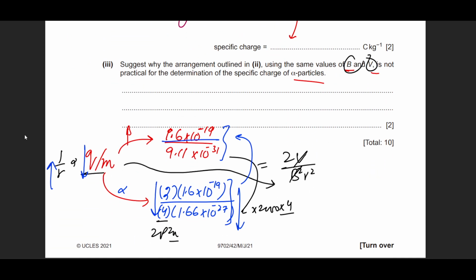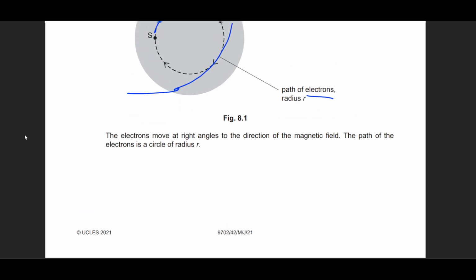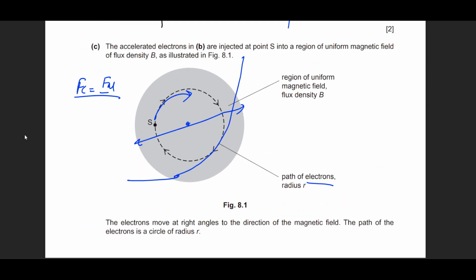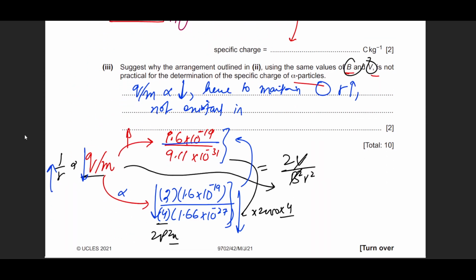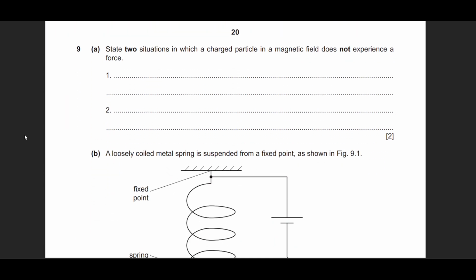So what we will write down is that Q by M of alpha is much lower. Hence, to maintain a circular orbit, R will be higher, which will be non-existent inside that magnetic field, at least whatever R of the magnetic field is given to you, or whatever R is given for this path. It's not possible for the alpha particle because its Q by M is too small. So to compensate for that, we need to make a stronger magnetic field. We need to increase their speed, so we need to increase the voltage so that it stays there.